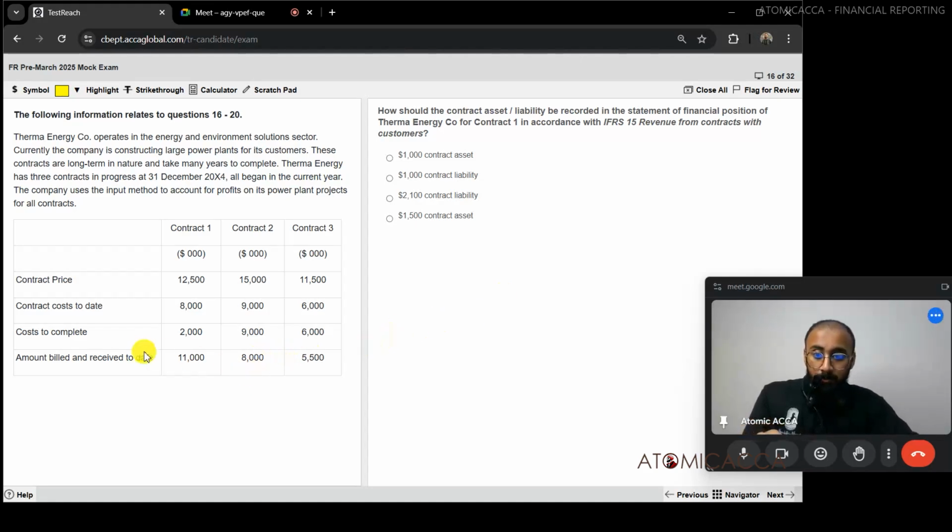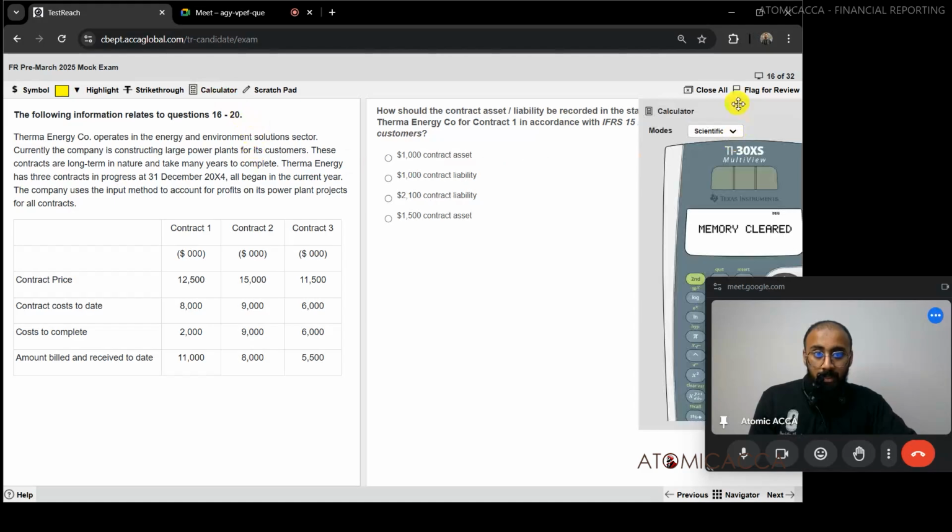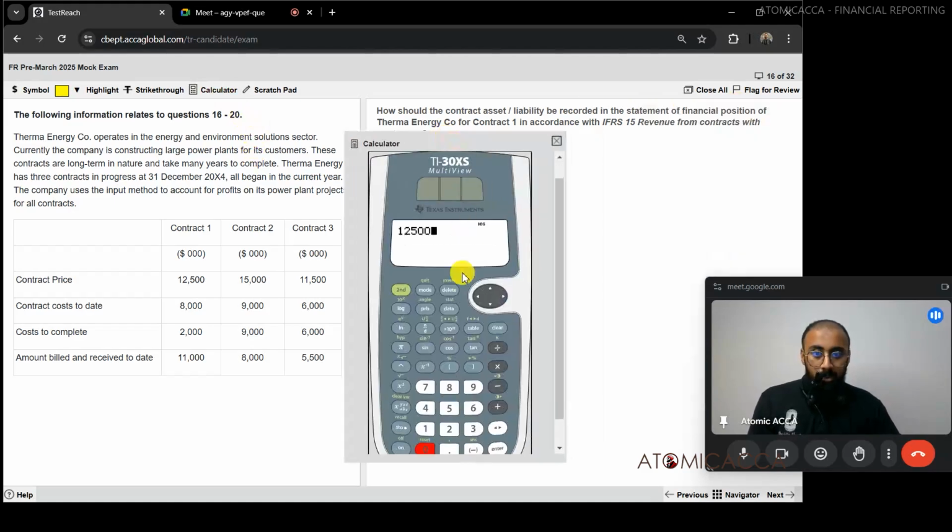So for contract 1, first let's get the progress percentage. That is step number 1. Total cost to date is 8,000. Cost to complete is 2,000. That means total cost is 10,000. So cost incurred so far divided by total cost of 10,000, so 8,000 by 10,000, it's very straightforward. That will be 80% completion. Now, if total revenue is 12.5 million, that is 12,500, then 12,500 multiplied by 0.8, 80% completion, is equal to 10,000 revenue.